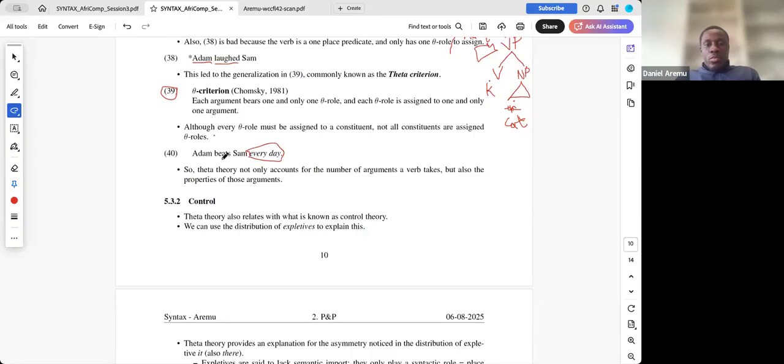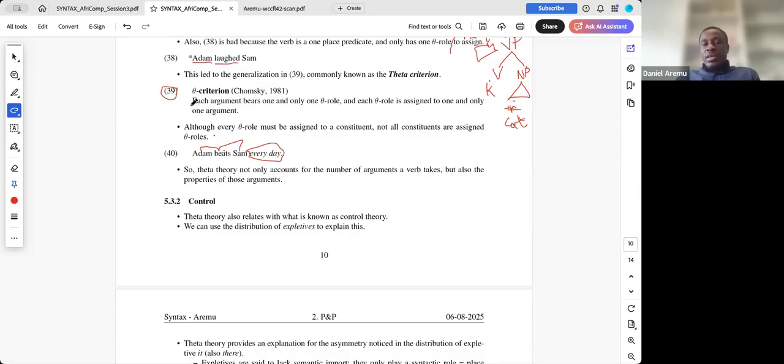Now, the prediction would be, if this were to be an argument, right? We know that beat is a two-place predicate. So Adam beat Sam. But then we have another element here. And the question will be, what theta role will now be assigned to this? Because if beat has assigned a theta role to Adam, agent, and also another theta role to Sam, then what would happen to every day? And it's simple, and that is because every day in the first place is not an argument.